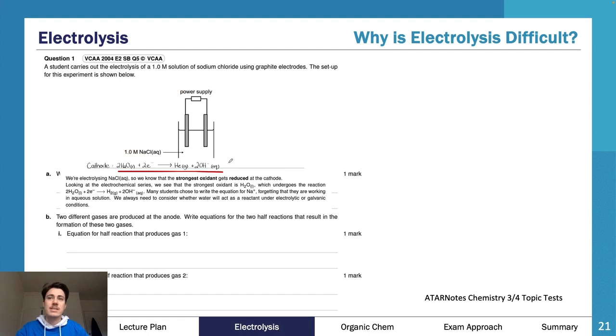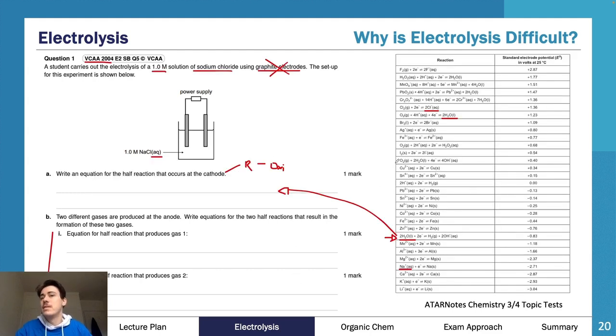So as it says, we're electrolyzing NaCl with the strongest oxidant gets reduced. So really important here is that in this scenario, the strongest oxidant is H2O. So that is my first step.